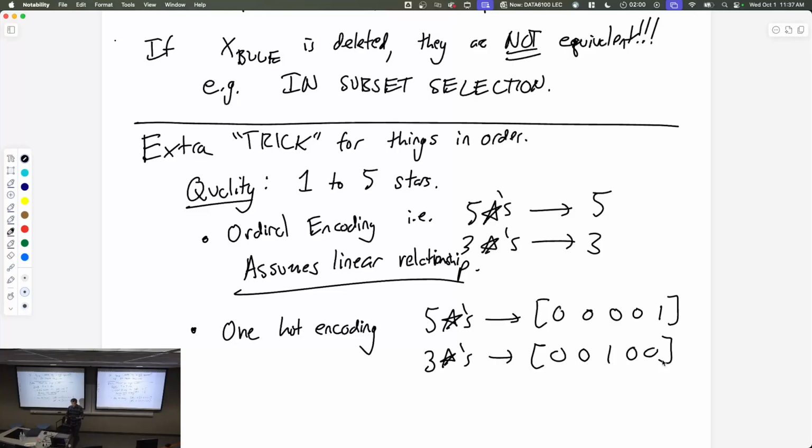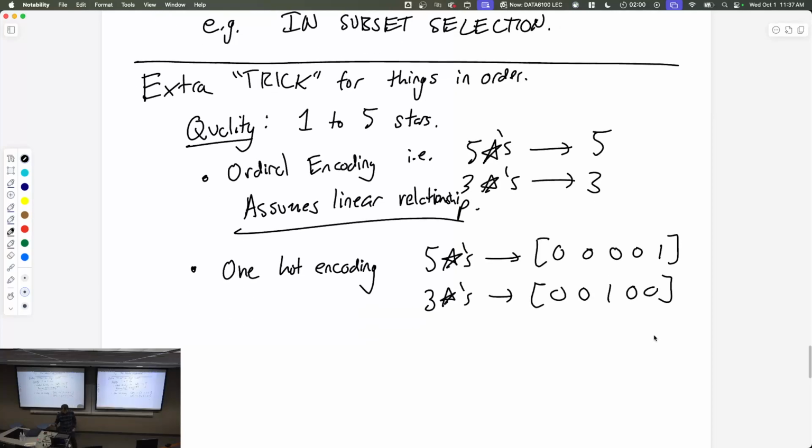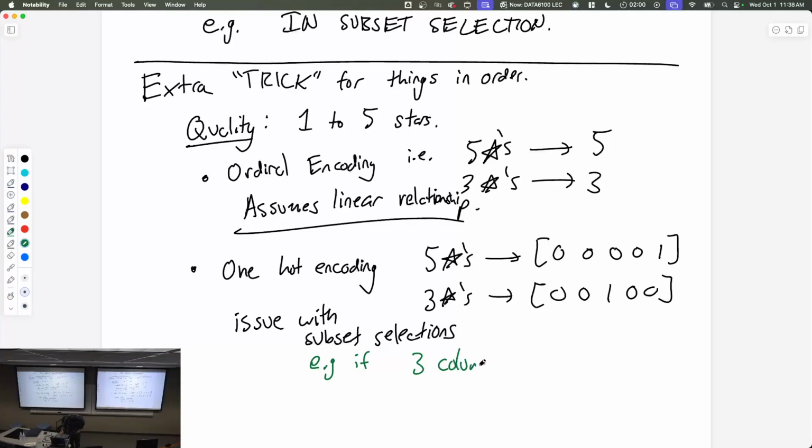There is an issue if you do one-hot encoding and you do subset selection. It's kind of the same issue we saw before with the red, green, and blue, which is that if you start doing subsets, your subset might delete, like you might choose not to have the 3s, right? So you would delete the 3s. E.g., if the 3 column is not chosen. Actually, let me make the 5 column not chosen as an example.